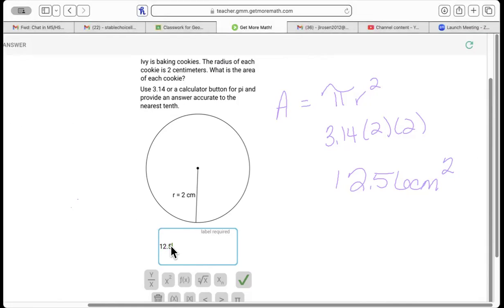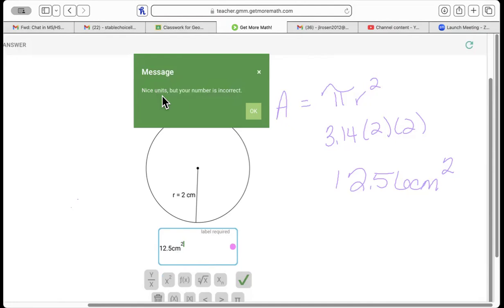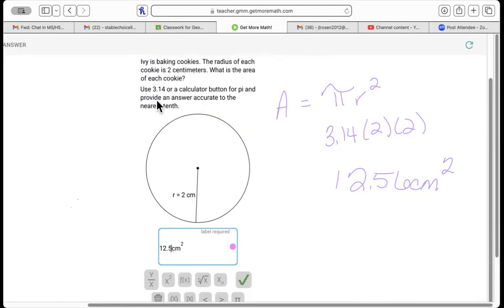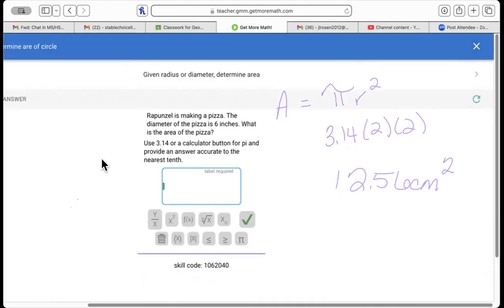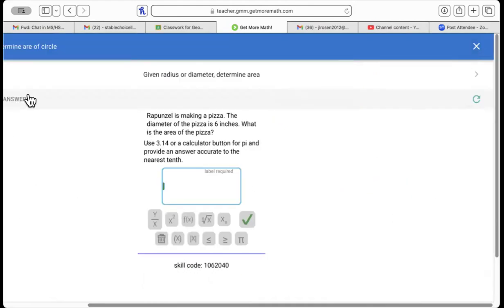12.5 centimeters, hit this button down here, squared. Okay, nice units, but your number is incorrect. Okay, because I didn't put the 6. Let's see. Oh no, it says round to the nearest tenth. So 12.56 becomes 12.6. That's what I get for not reading, right? So make sure you round your answers as it tells you.